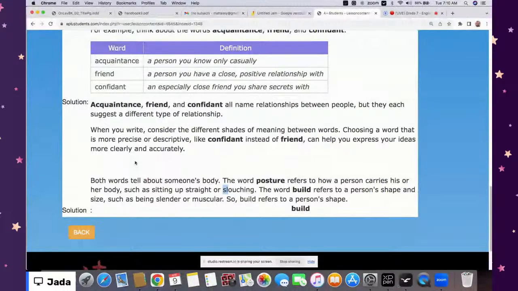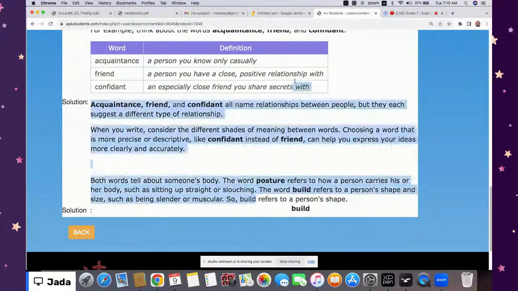So between posture and build, there is actually a subtle difference. Build is the shape and size of someone, and posture is how you carry your body. Obviously, they all have to do with the body, but there are differences because you cannot put posture in place of build, and you cannot put build in place of posture.